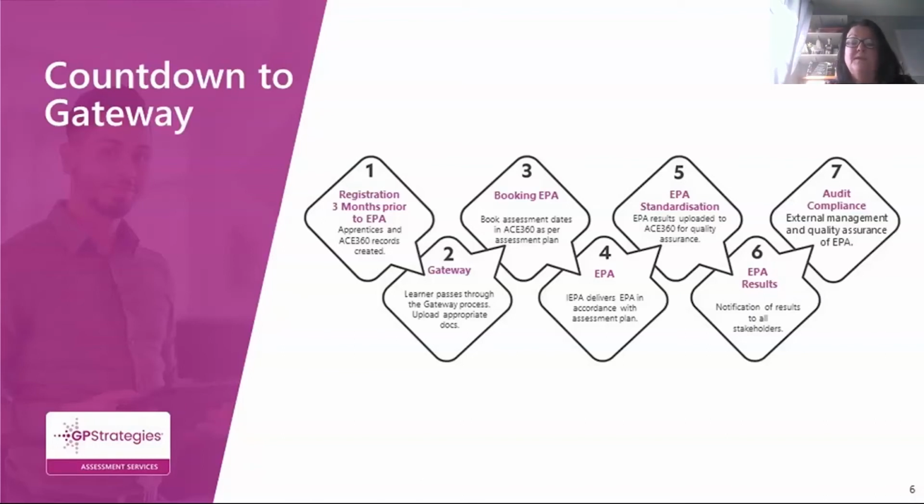So the independent assessor will deliver the endpoint assessment, again in accordance with the assessment plan. The results are all uploaded into ACE 360, and then they will go through our internal quality assurance check. Notification of results will come out within 5 days, and then there's the external management and quality assurance of EPA, which is through the external quality assurers. So we go through that process as well.